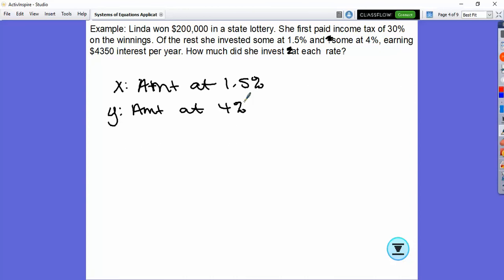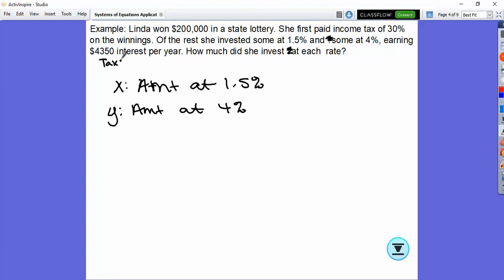So this one does have an extra percent in there. It's talking about this 30%. But what is that? It's income tax. So she got $200,000. That's what she won. But is that what she received in the mail when they sent her a check? No. So what we're going to do is take that off at the very beginning before we figure out how much money she invested. So how would I do that to figure out the actual amount she received? Multiply and then subtract 200,000 by your answer.